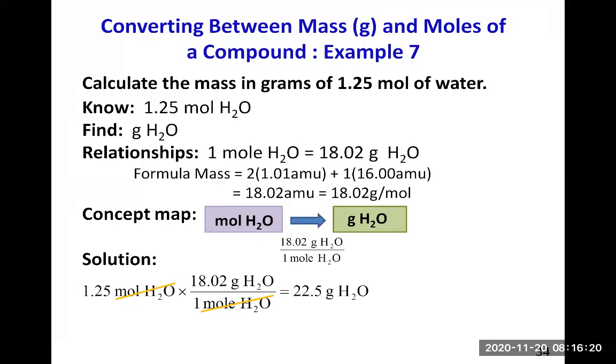So to give you an idea, 18 to 22 grams is about a tablespoon or a mouthful of water. So when you have a mouthful of water, that's about 1 mole of water molecules.